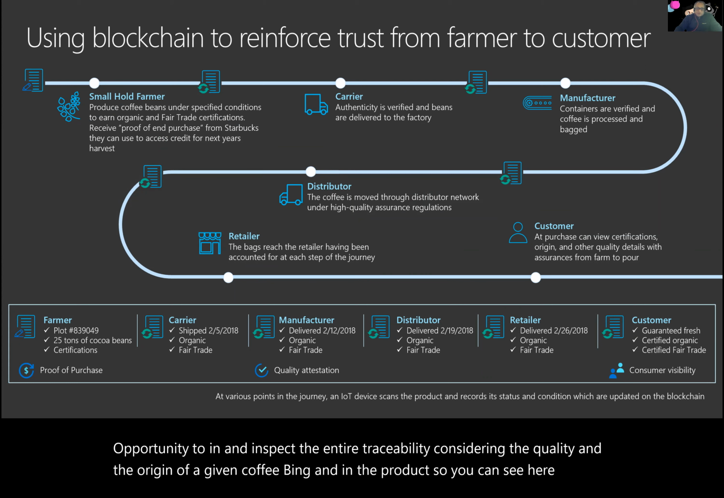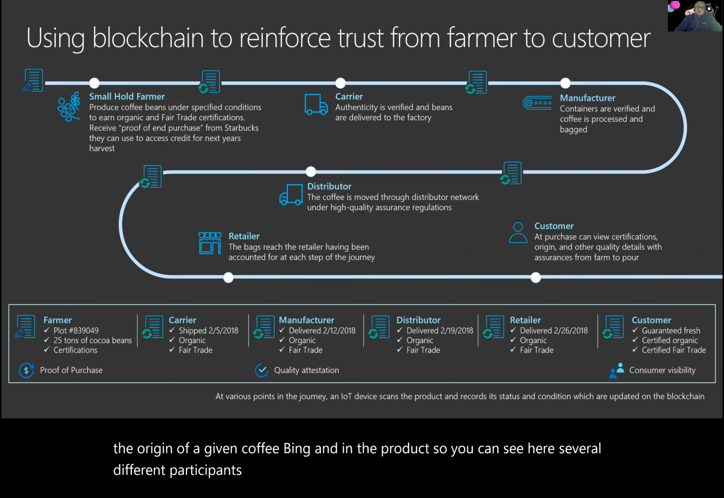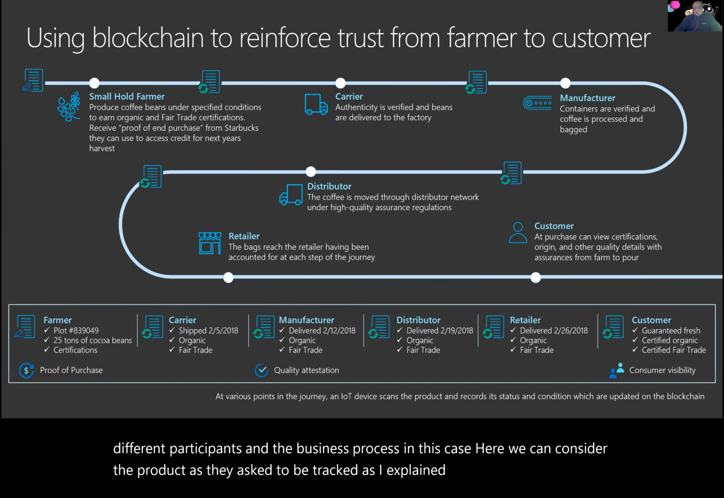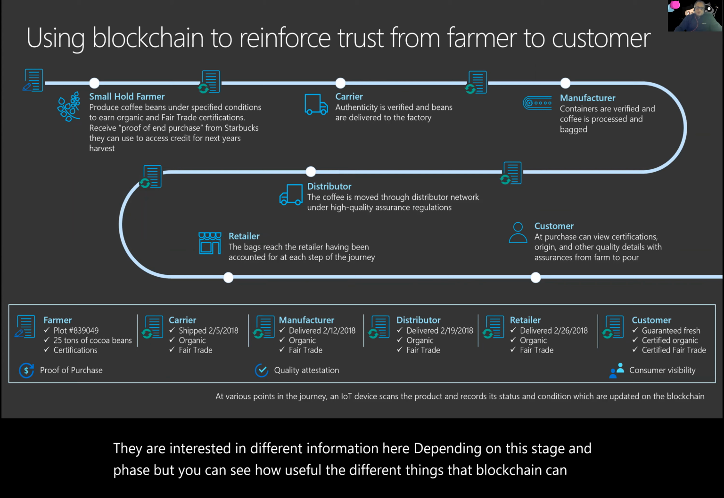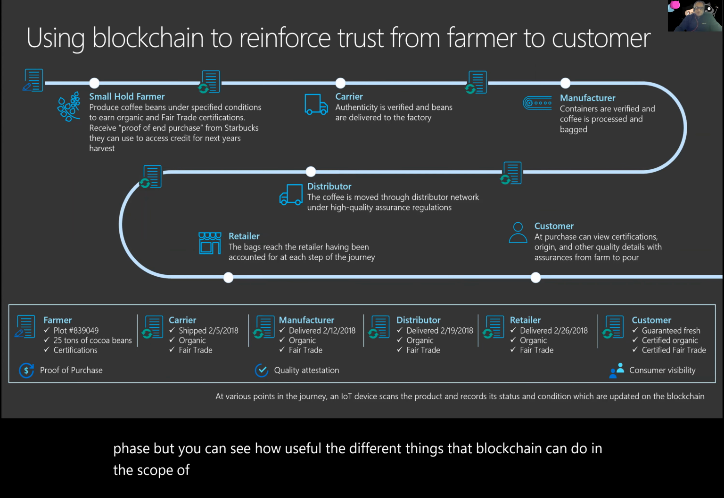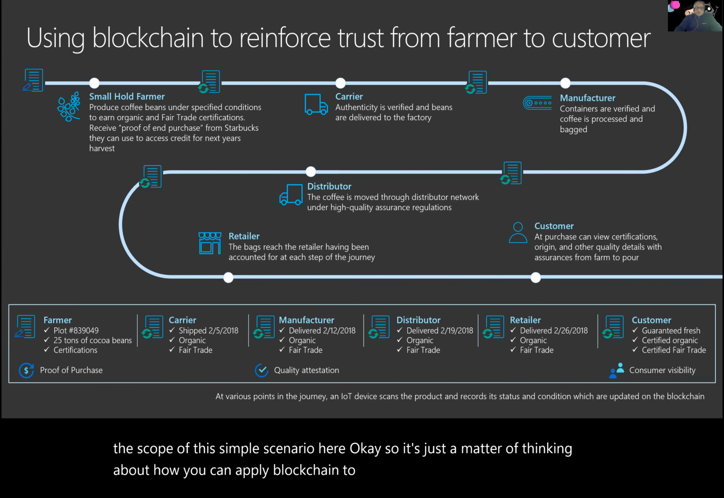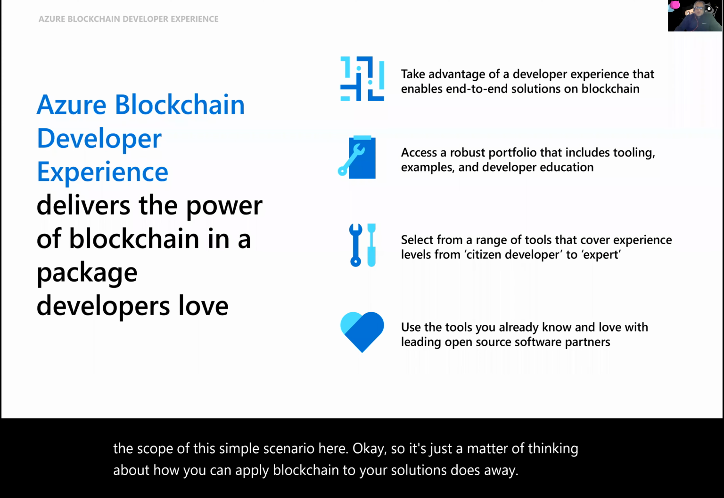So you can see here several different participants in the business process. In this case, we can consider the product as the asset to be tracked, as I explained. The business entities are interested in different information here, depending on the stage and the phase. But you can see how useful and the different things that blockchain can do in the scope of this simple scenario here. Okay, so it's just a matter of thinking about how you can apply blockchain to your solutions. That's a way. Blockchain on Microsoft Azure.